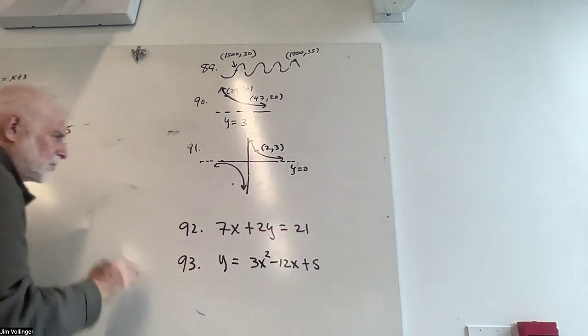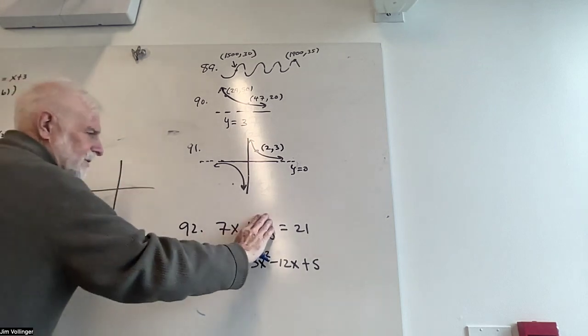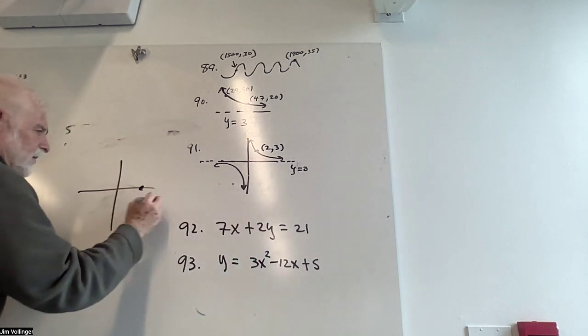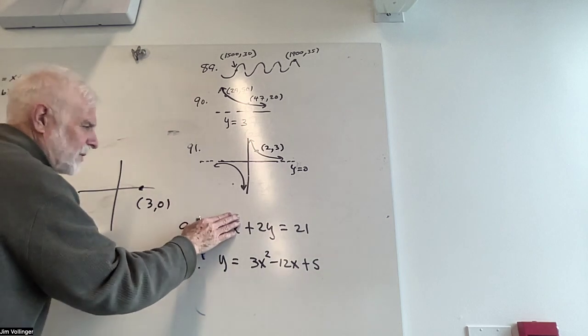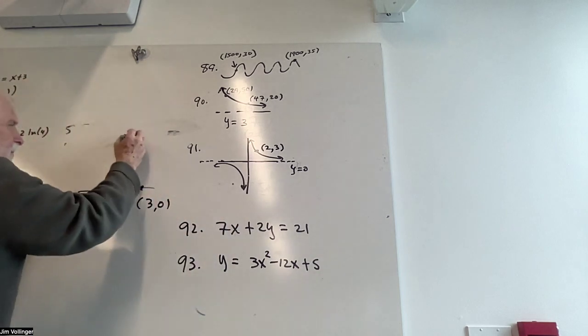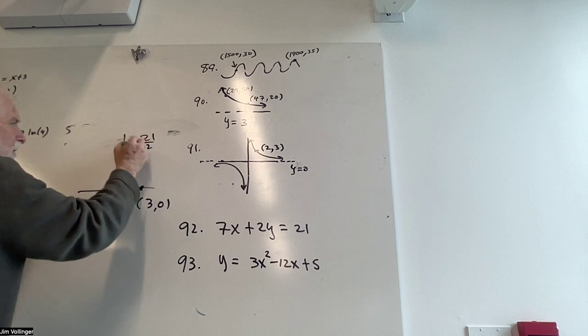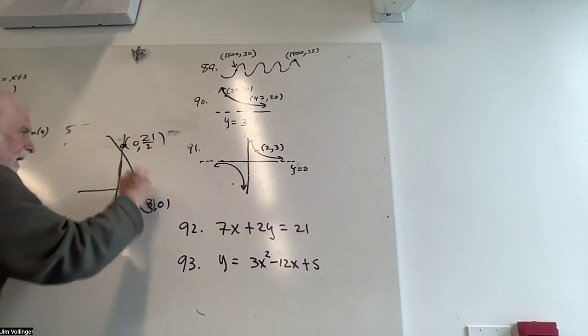7x plus 2y equals 21. So we got an x-intercept at 3. 3 gets you 0, and we got a y-intercept at 21 halves. 21 halves up here. 0, so you're using zeros and connecting the dots.